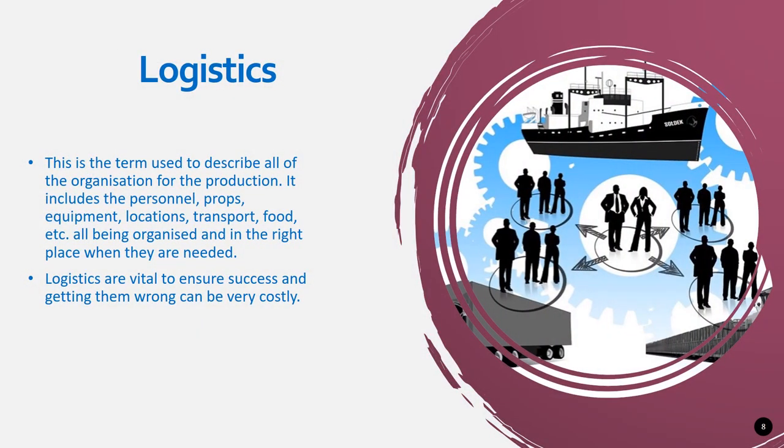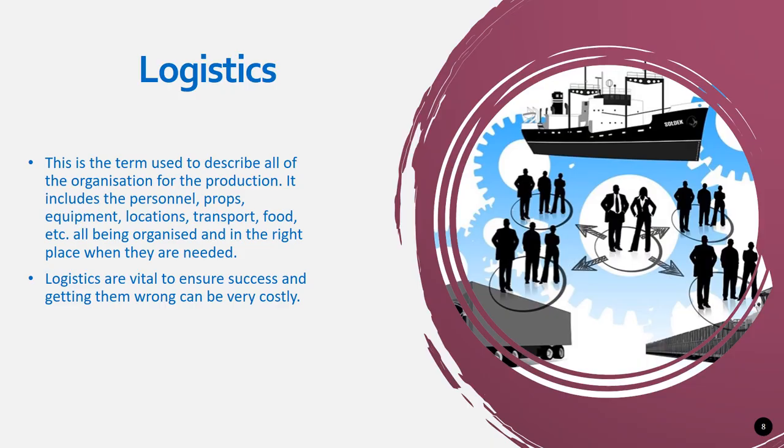A really important key word for this exam is logistics. Now, this is basically the term used to describe all of the organisation. So anything that needs to be organised, where paperwork needs to be completed and things need to be set up and put in place, it falls under the category of logistics. So it includes things like all the personnel, the cast and crew, the props, the equipment, the locations, any transport that you need, food, everything that needs to be organised and make sure that everything runs smoothly.